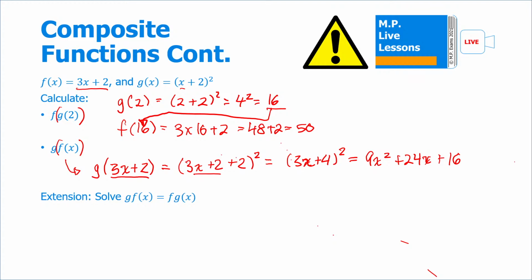Now, as an extension, try and solve this. We've already got g of f of x, so that's 9x squared plus 24x plus 16. So find what f of g of x is. So we put the function g of x into f, so into the function f.